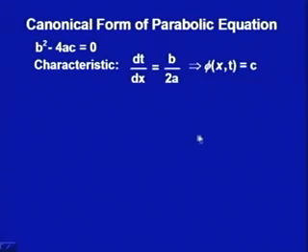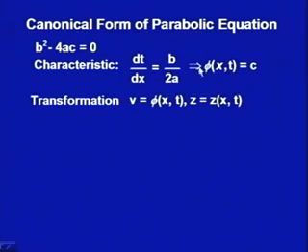So, we will introduce the new variables of transformation. We would introduce v as phi of x, t, that is, whatever integral we have got from this characteristic equation, which gives me the characteristic curve.